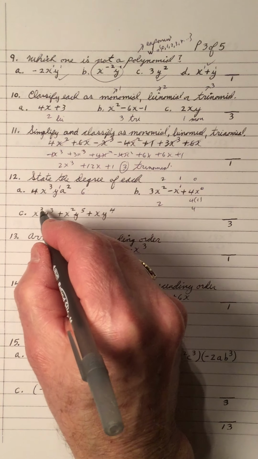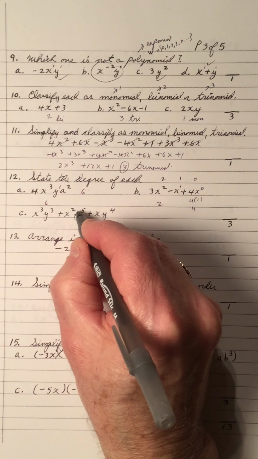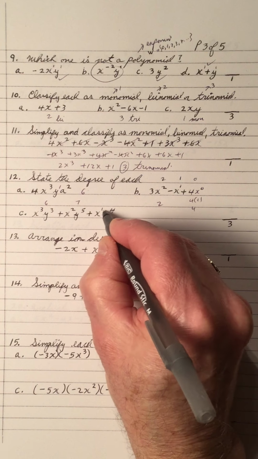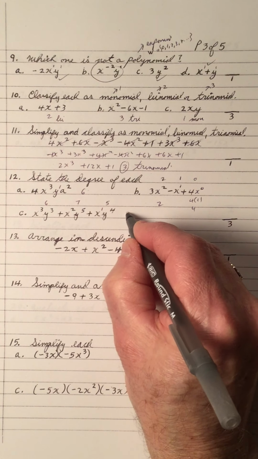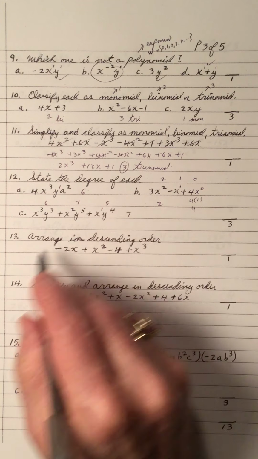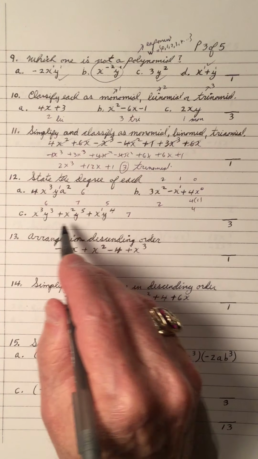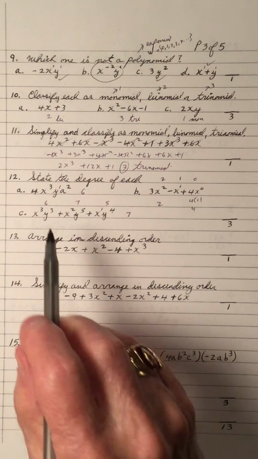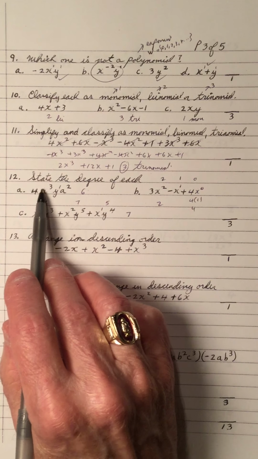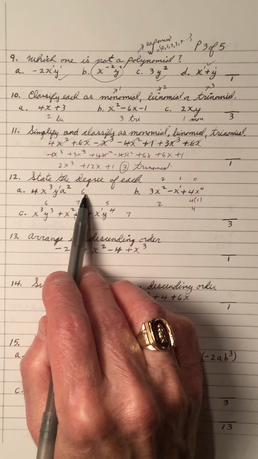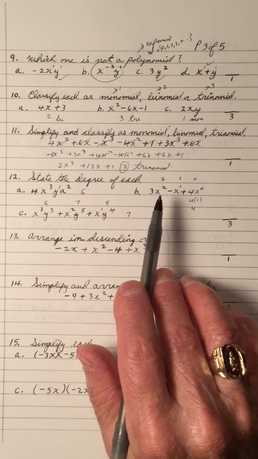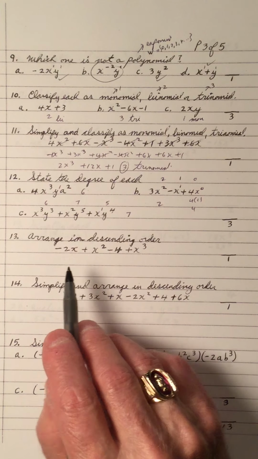The degree of this one is 3 plus 3 is 6. The degree of this term is 2 plus 5 is 7. The degree of this one is 1 plus 4 is 5. So the largest degree there is 7. So the degree of this trinomial is 7. It's the largest degree of any one term. And since A is only one term, we just say that's a 6. But when there's more terms, we take the largest degree of any one term.